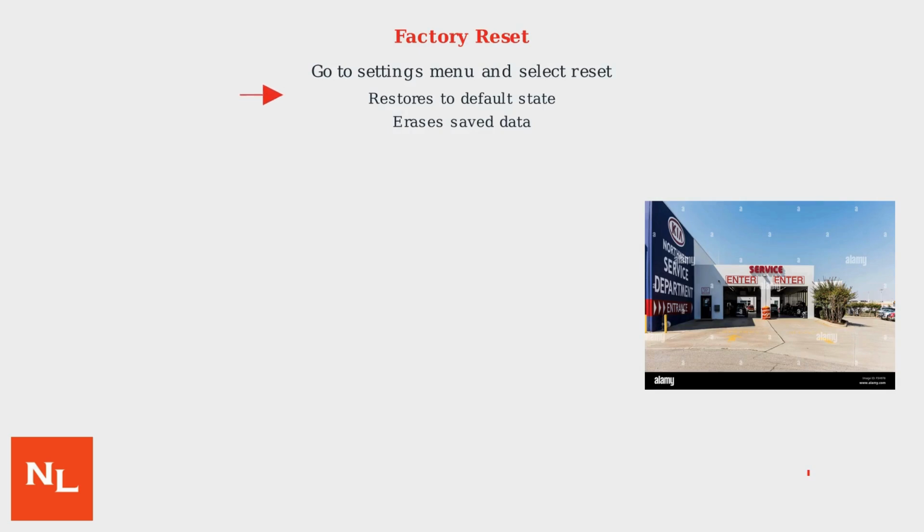For a factory reset, go to the Settings menu on your infotainment screen and select the Reset option. This restores the system to its default state, but note that it will erase all saved data.